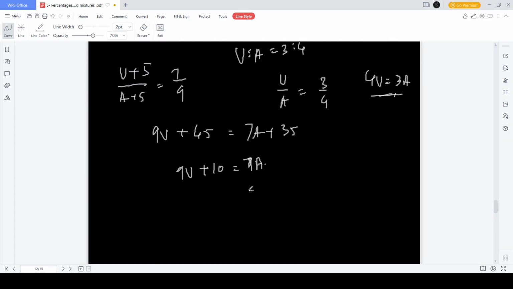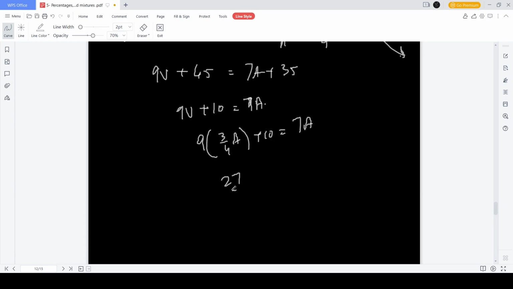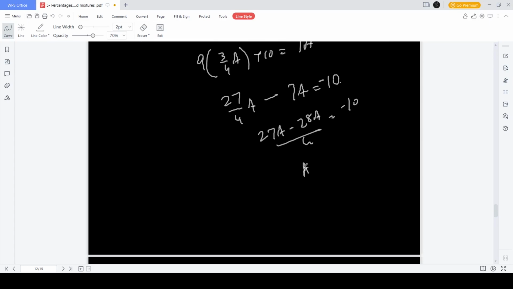We need to find Ashok's age, so we'll substitute for Vinod's age. We take this side, we get V equal to 3 by 4 A. So 9 into 3 by 4 A plus 10 is equal to 7 into A. So we get 27 by 4 A minus 7A is equal to minus 10. And (27A minus 28A) by 4 is equal to minus 10. So A is equal to 40.